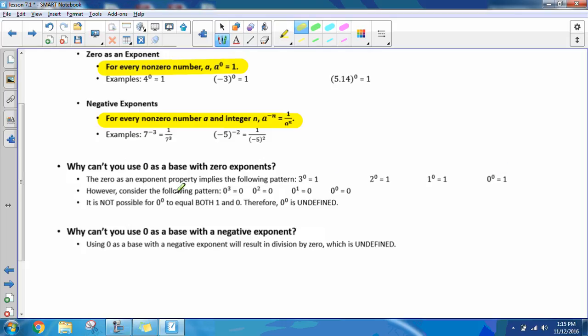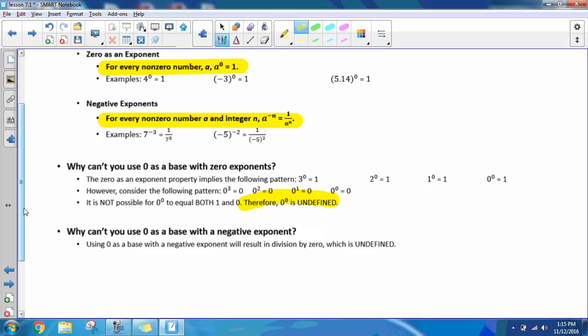However, consider this pattern. 0 to the third power equals 0, 0 to the second power equals 0, 0 to the first power equals 0, which would imply 0 to the 0 power equals 0. It is not possible for 0 to the 0 power to equal both 1 and 0. Therefore, 0 to the 0 power is undefined.